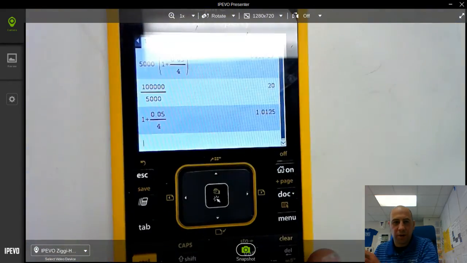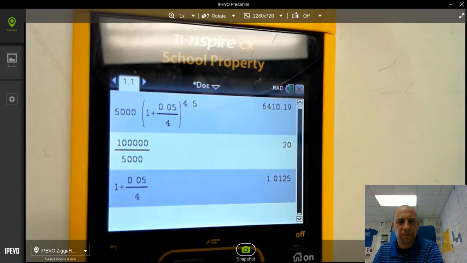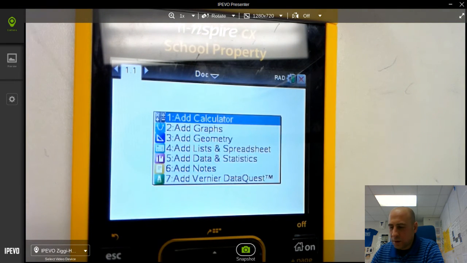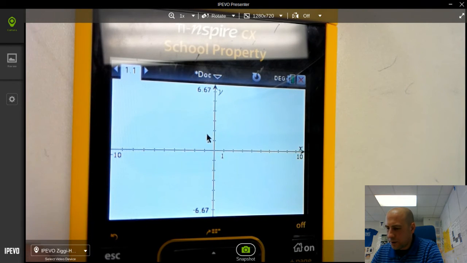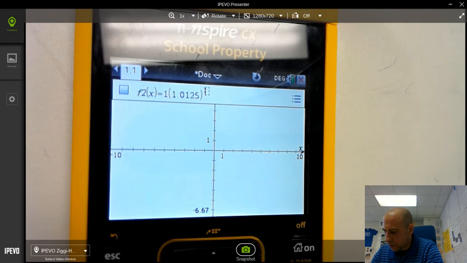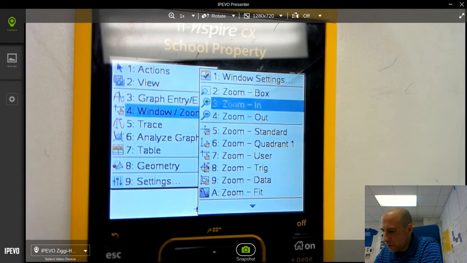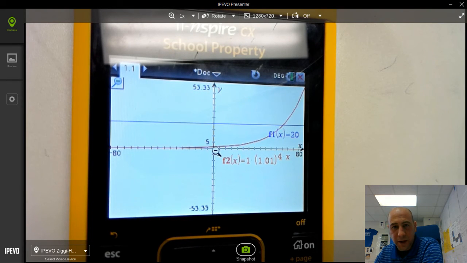All right, so now let's solve it by graphing. On new document, no, add graph. So we're going to graph the left side, which is 20, and then tab, 1 parentheses 1.0125 raised to the 4x. Now, we don't see the intersection, so we're going to go to Menu, Window Zoom, Zoom Out, and I'm going to zoom out until we see the intersection. We're almost there. Let's zoom out again.